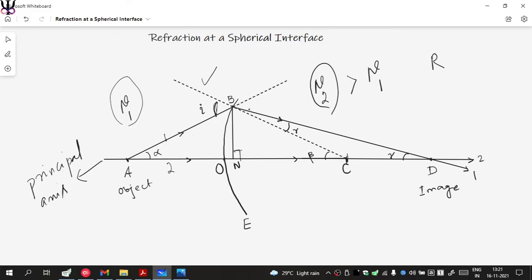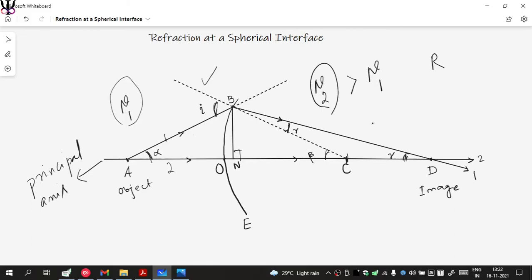And after the refraction, since it's a denser medium, the refracted ray will pass even closer to the normal. So this is the angle of refraction, which is the angle between the refracted ray and the normal, angle R. Okay, now in this setup we find other angles too. One angle is alpha, which is BAO, the other angle is beta, which is BCO, another angle is gamma, which is BDO.